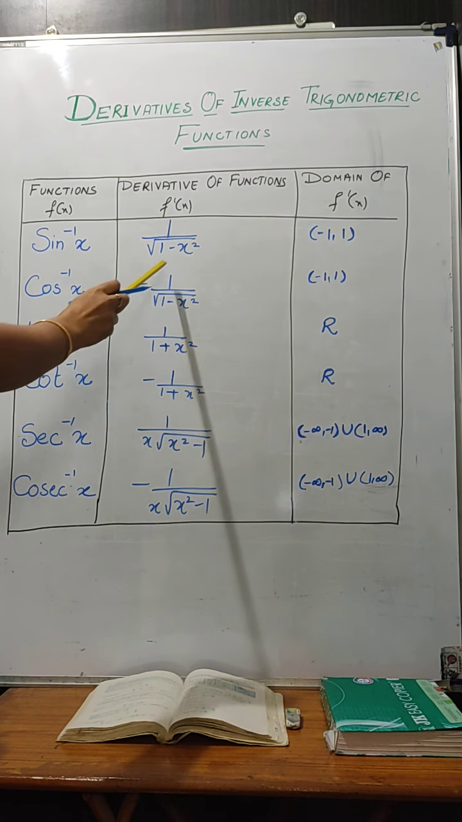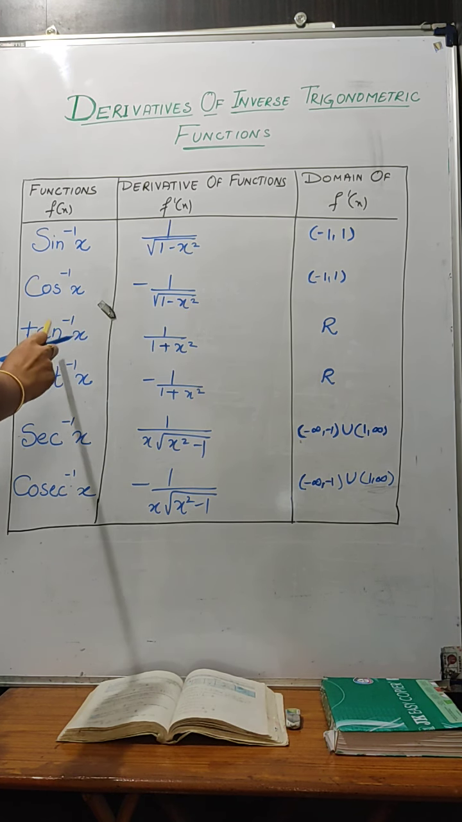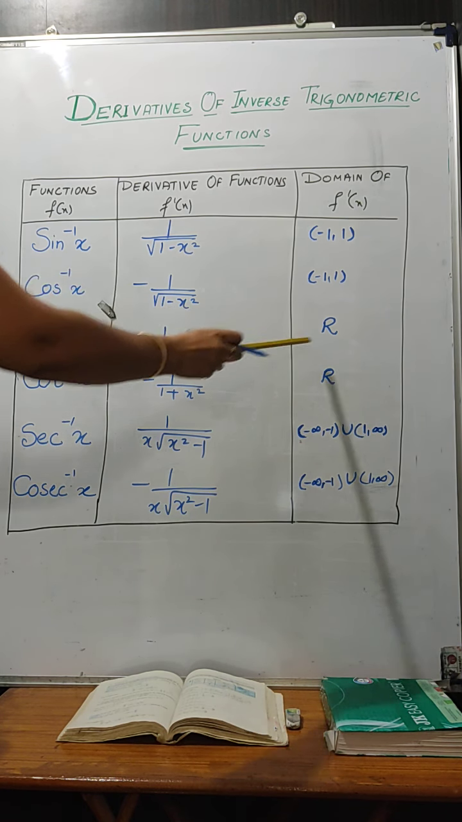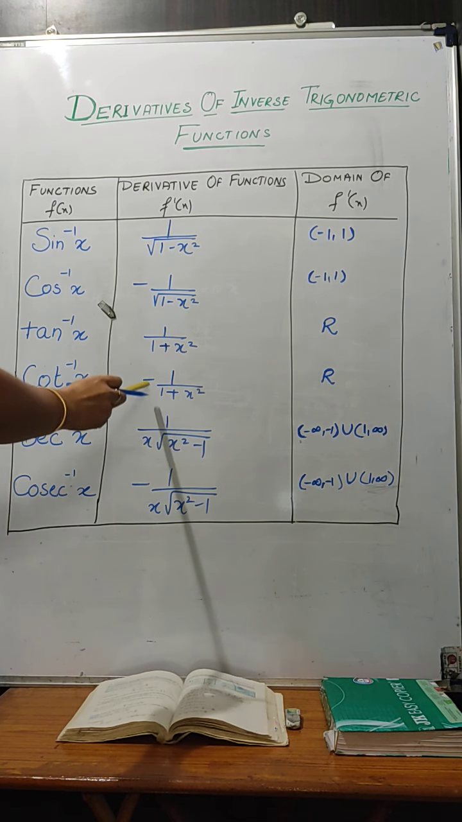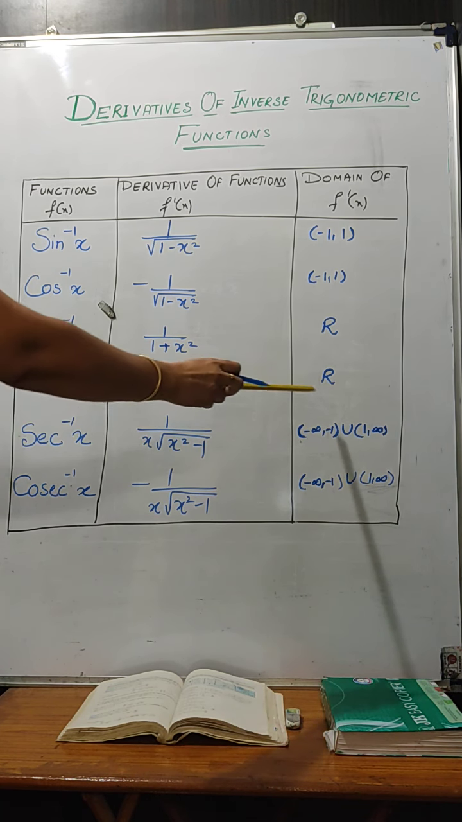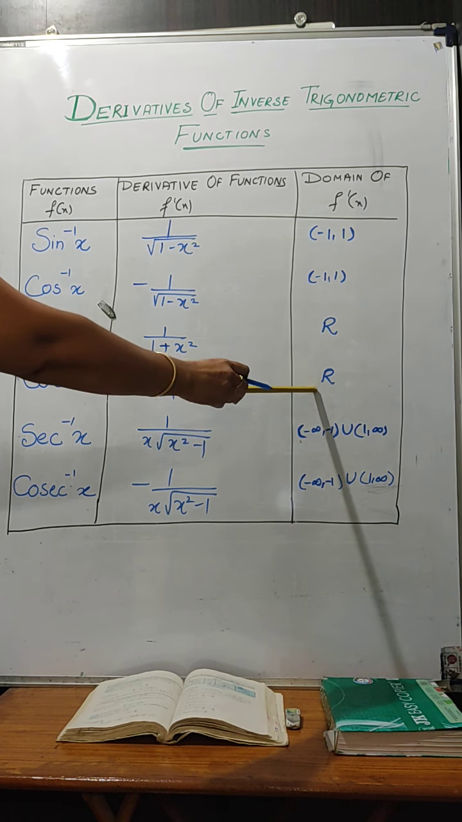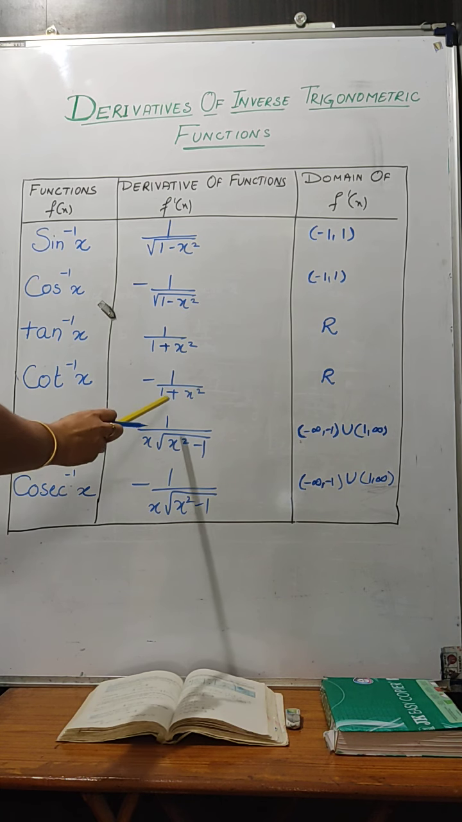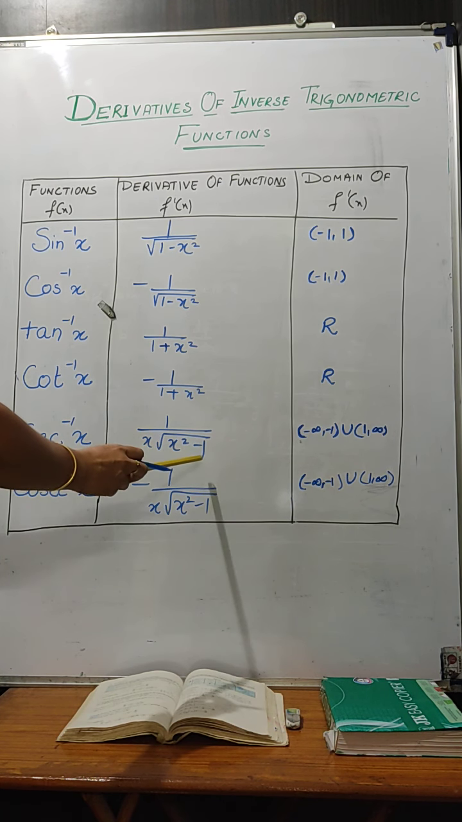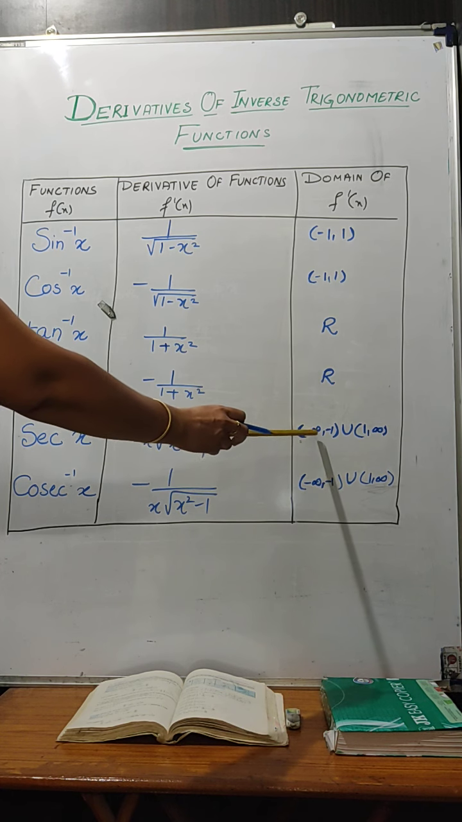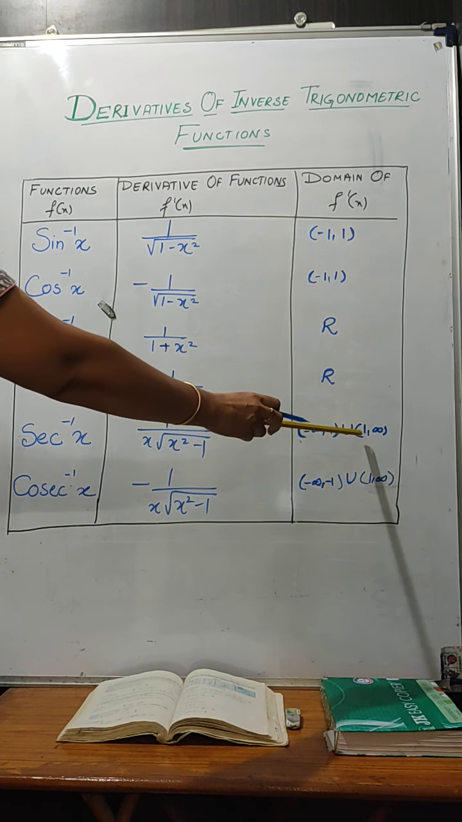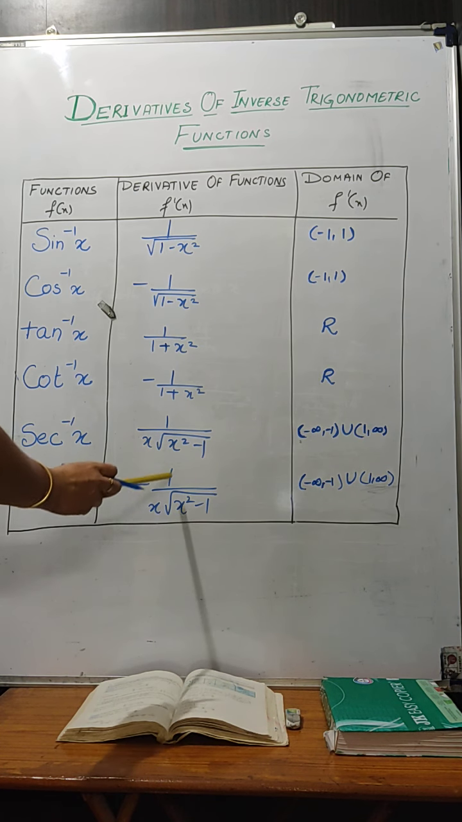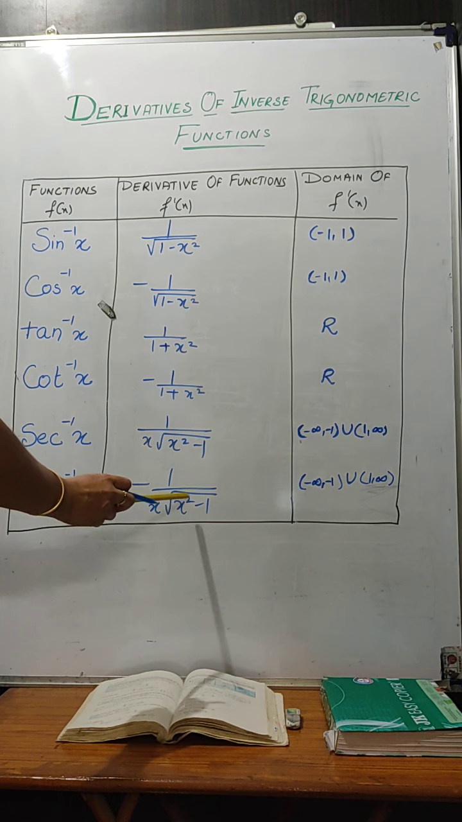Cos inverse x is minus 1 upon root 1 minus x square, tan inverse x is 1 upon 1 plus x square with real numbers as the domain, cot inverse x is minus of 1 upon 1 plus x square, again with the same domain as for tan inverse x. Sec inverse x is 1 upon x root x square minus 1 with the domain open interval minus infinity to minus 1 union 1 to infinity, and cosec inverse x is minus 1 upon x root x square minus 1 with the same domain.